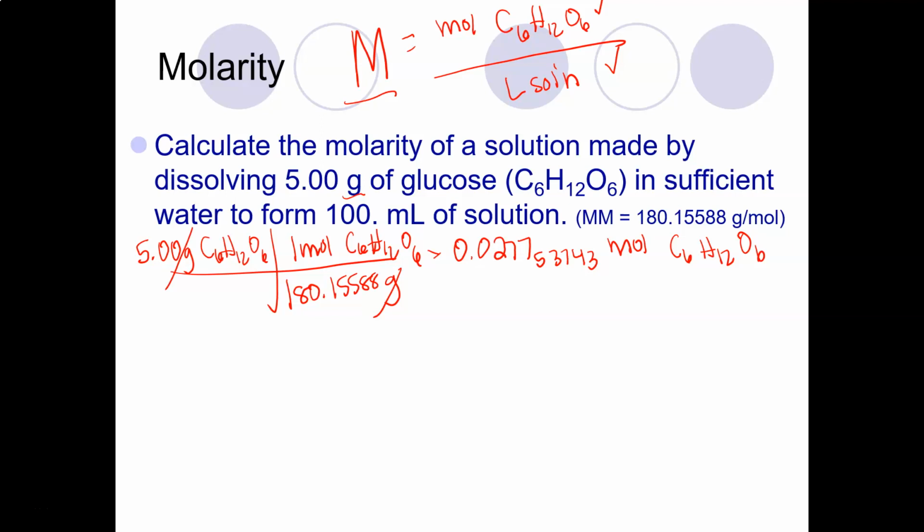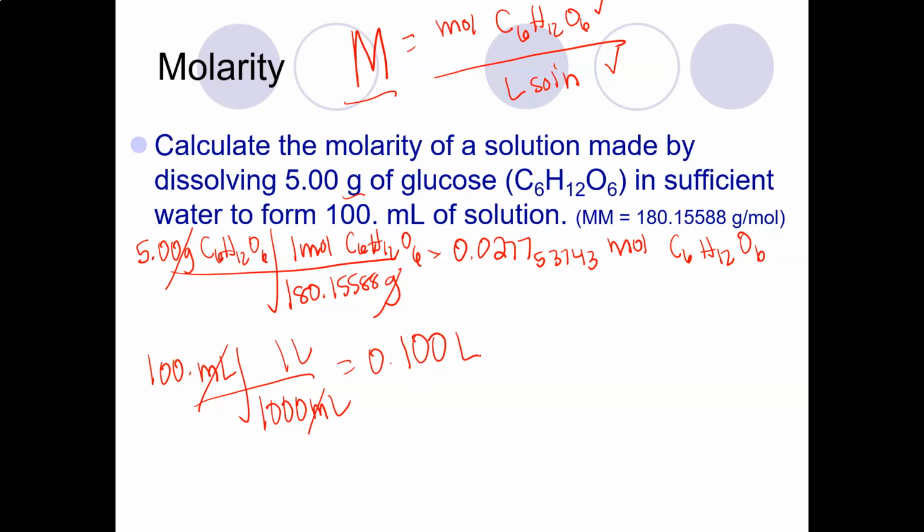And then what I would need to do here is that takes care of my moles. I need to get liters. Well, we were not given liters. 100.0 milliliters, there are 1,000 milliliters in 1 liter. Now, when you do this in your calculator it says 0.1. But we've got to think about significant figures here. The 100.0 has 4 sig figs, so I have to add more decimal places there. So now I'm going to plug it into my molarity equation.